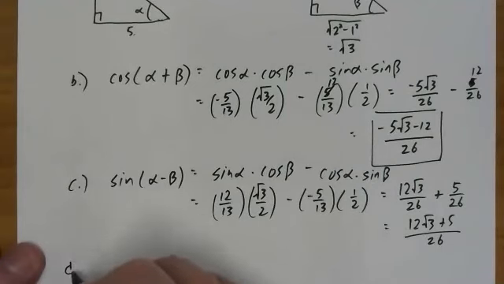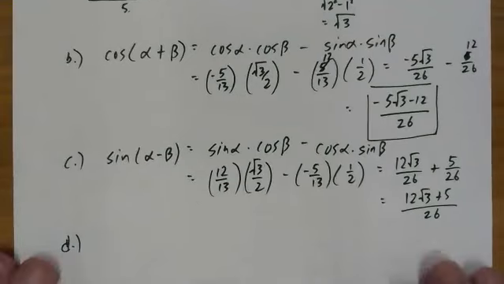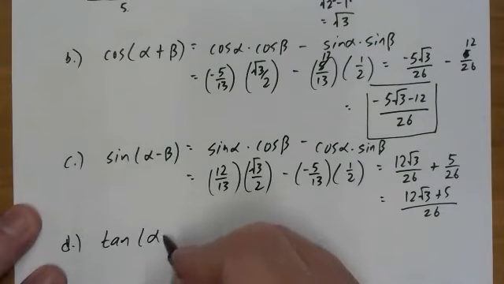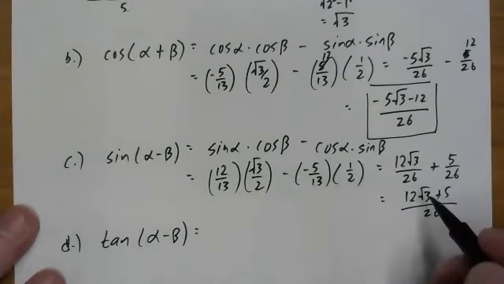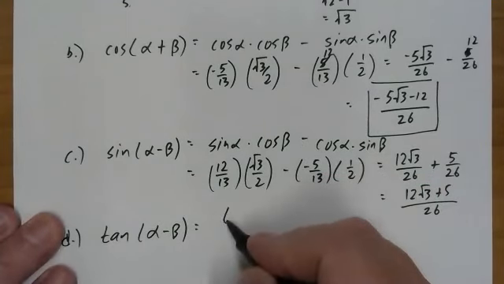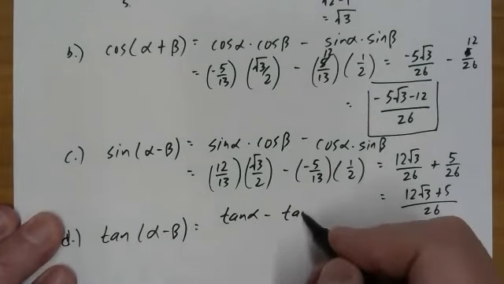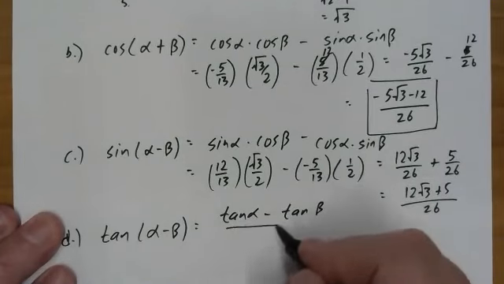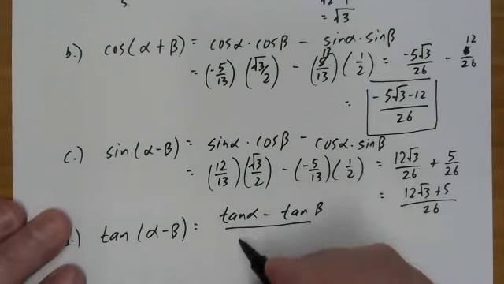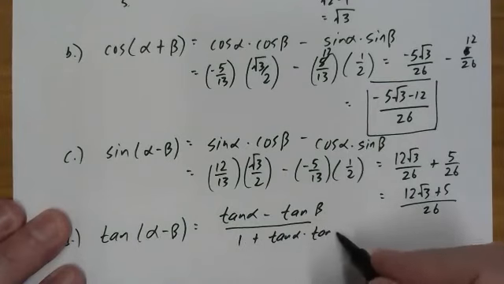And then the last part, I think I can squeeze it in here, although this one is going to be a little messier. Tangent of alpha minus beta. It's messier because the formula ends up being a fraction. So it's tangent alpha minus tangent beta over 1 plus tangent alpha times tangent beta.